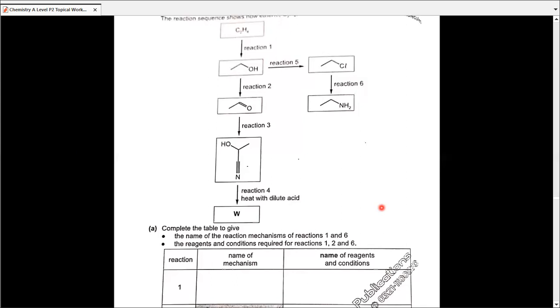I need to tell the name. Yes, in this case, you need to tell the name of the mechanism as well as the name of the reagents, and name the conditions. Okay, so the name would be nucleophilic substitution. Good. The name of the reagent would be ammonia, and conditions would be a high temperature and a high pressure.